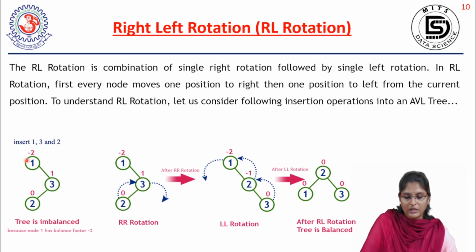So first we take RR rotation because this is a right side. If we rotate it to the right side, it will move like this. And then after completion of the RR rotation, we go for the LL rotation. After completion of the LL rotation, the balance factor is satisfied. So this is an RL rotation.